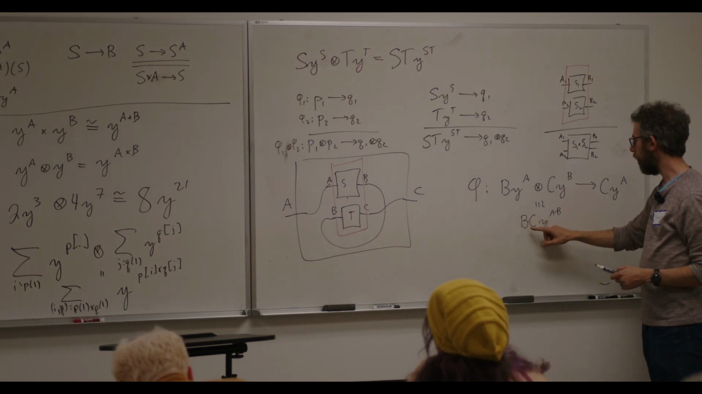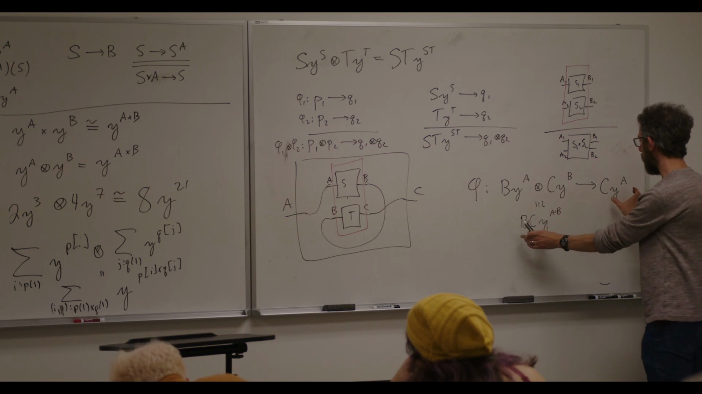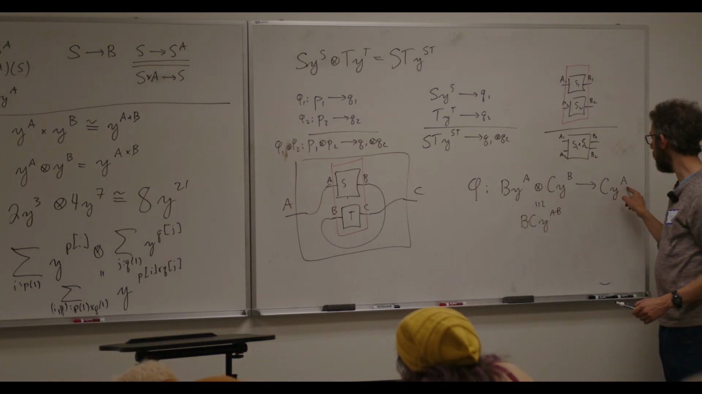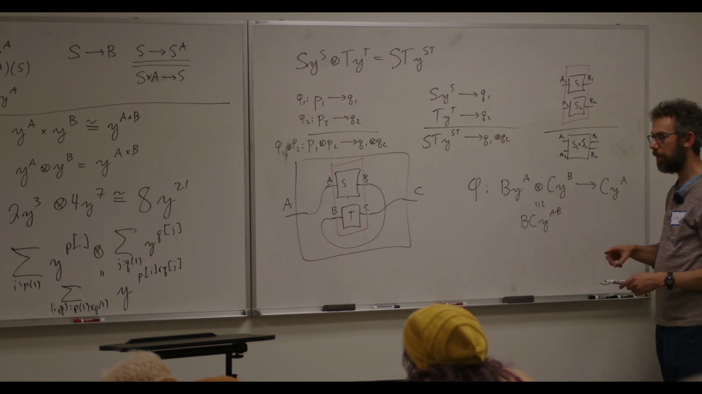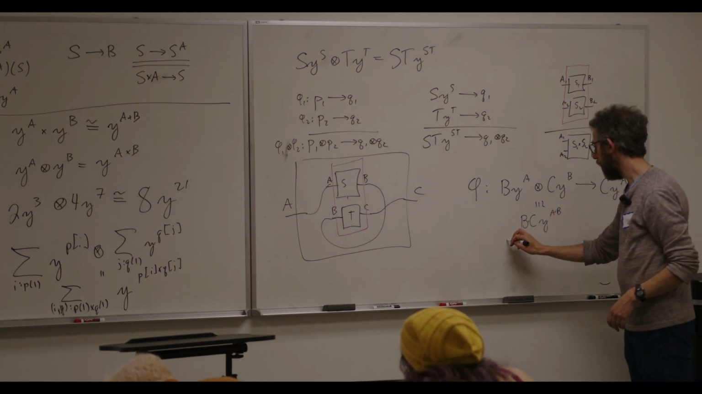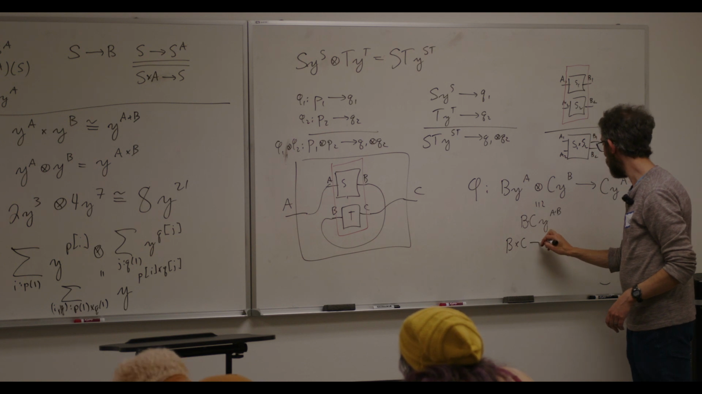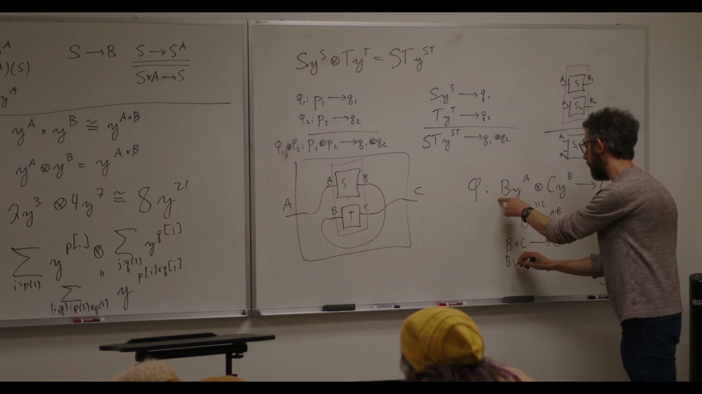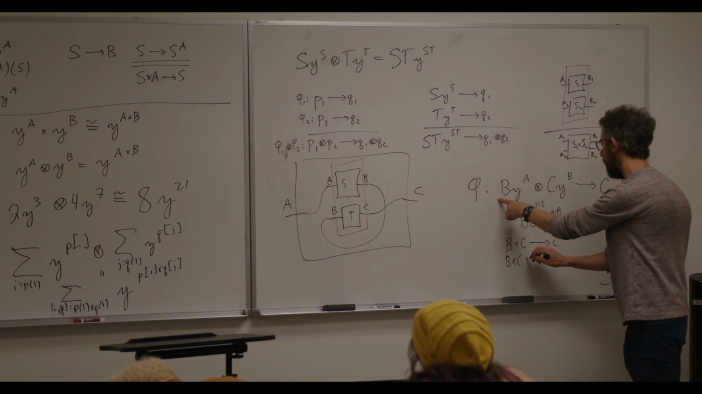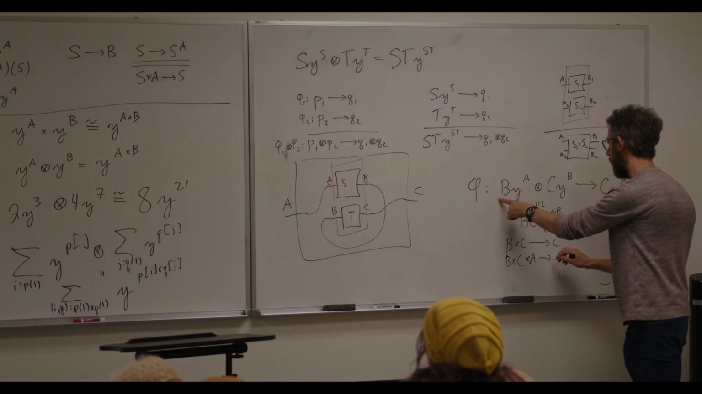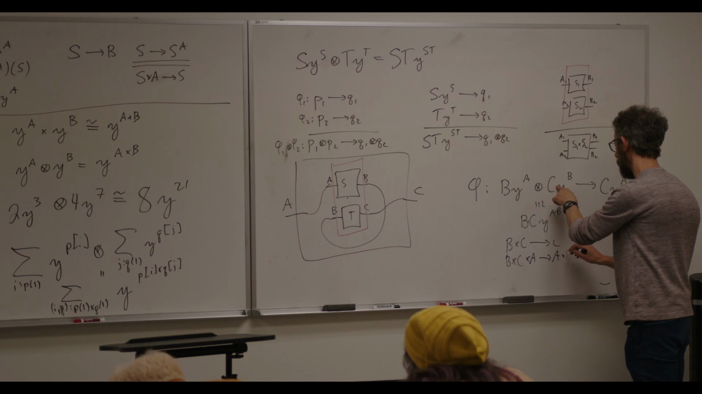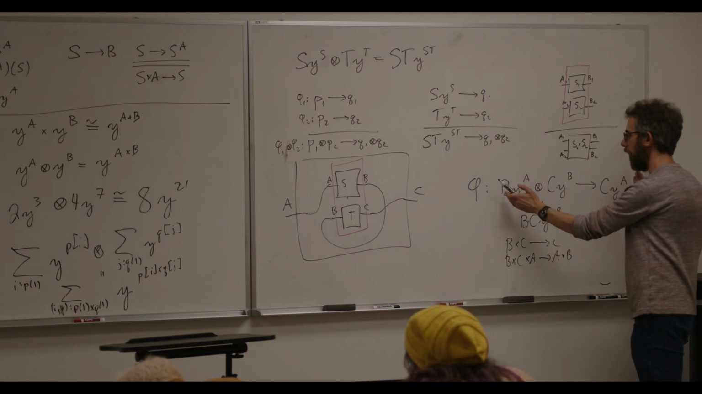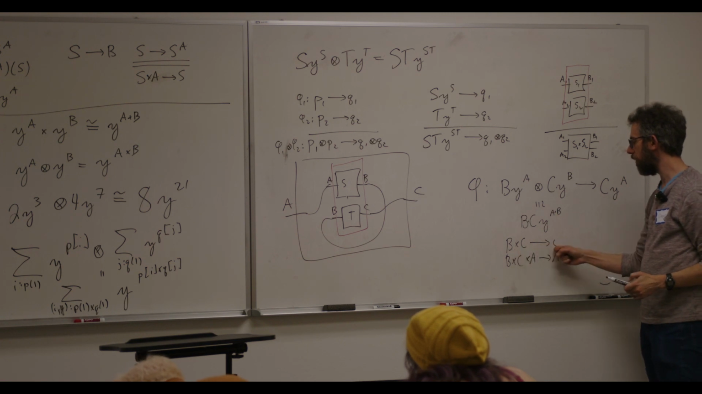So to give a map like this, I need to take positions of this to positions of this, and then given a direction of this, a direction of this. So I need to give a map from B times C to C, and given that position and a direction, I need to get a new direction. So to give phi, I need to give a function from B times C to C.